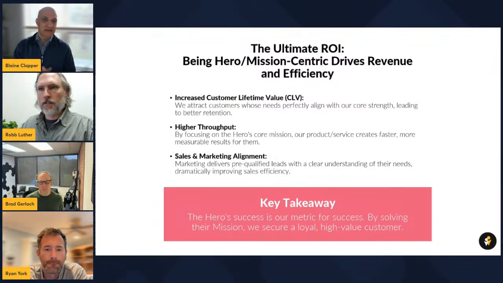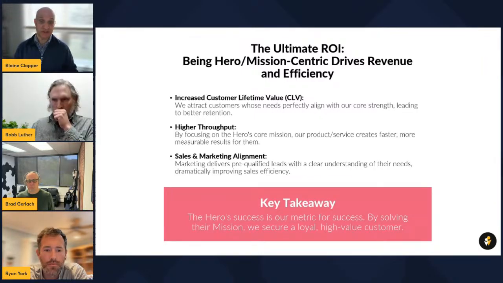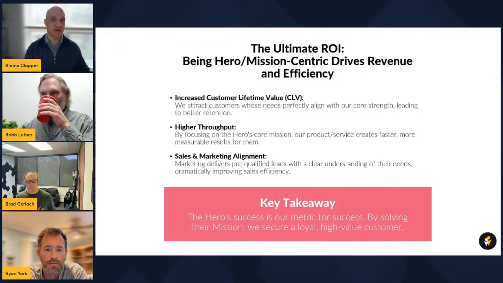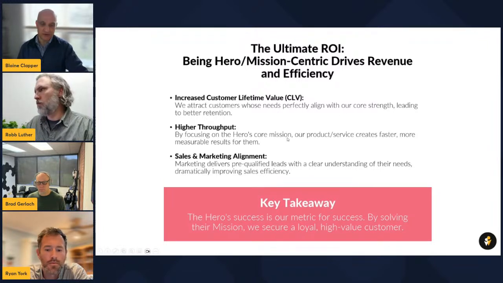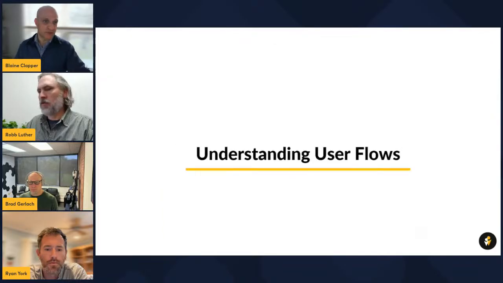So when we align SEO and hero mission, the content becomes a series of, as Rob said, structured chapters, part of the story that guide the hero to the resolution, which is ultimately our product or service. And ultimately, our metric for success is our hero's success. When our product or service helps them successfully complete their mission, we've earned a loyal, high-value customer.